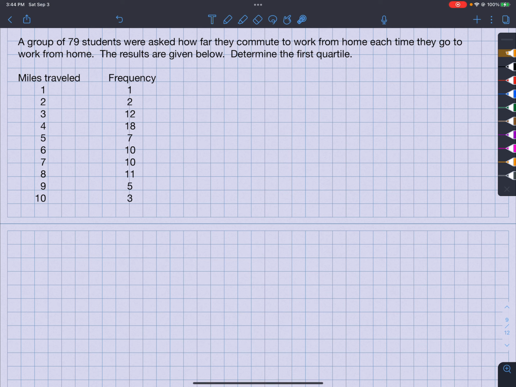Okay, so with 79 numbers, to find the quartiles, we've got to first find the median. If there's 79 outcomes here, that means there's an odd number of outcomes. That means I actually have a median. I don't have to take an average of 2 numbers. So if you think about it, what do I have to the left of the median?